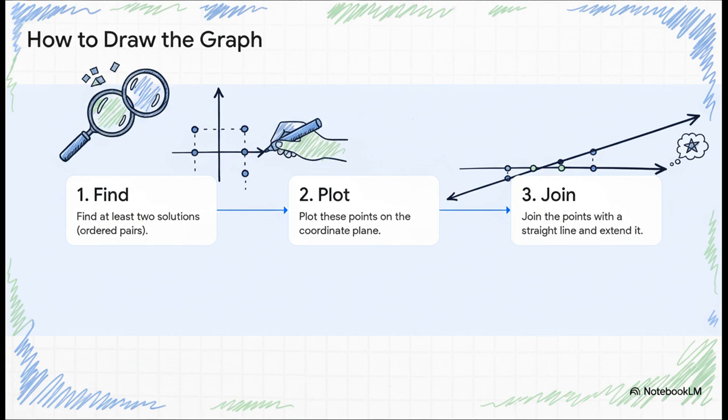So how do you actually draw one of these? It's a super simple three-step process. First, find at least two solution points. Second, plot those points on your graph. And third, grab a ruler, connect them with a straight line, and make sure to extend it out. And hey, here's a pro tip for exams. Always find a third point. If that third point also lands on your line, you can be pretty much 100% sure you got it right.